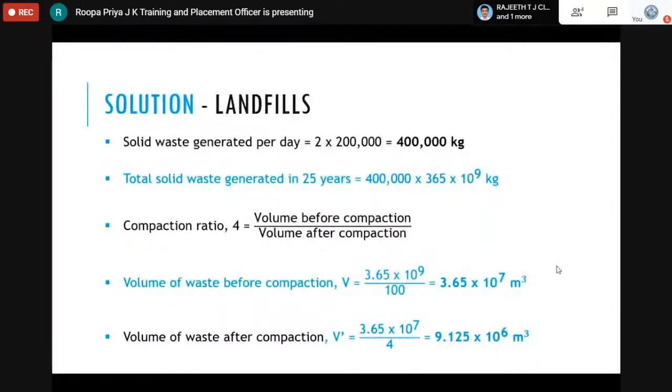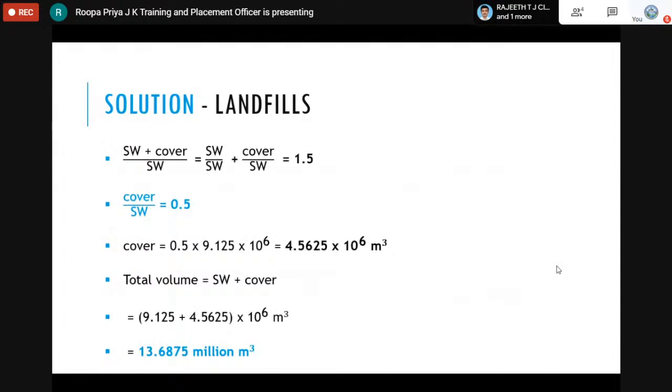In this particular problem, again about landfills, here the population was given, the generation rate was given, and we have calculated the volume before compaction and volume after compaction, because the compaction ratio was provided. And then considering the solid waste and the cover of the solid waste, we have calculated the total volume, which is equal to the solid waste plus the cover. So this gives you the total volume in million meter cube. So this is one problem under landfills.